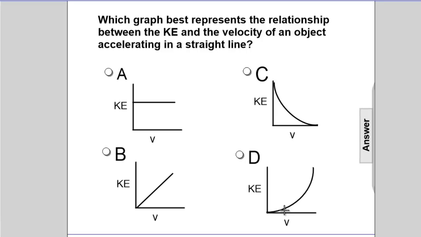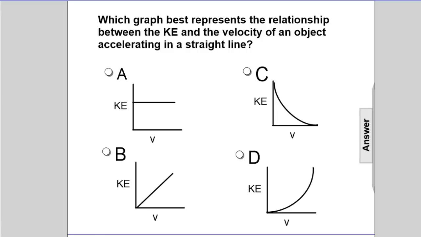So if we look at the graphs, kinetic energy is on the y-axis and velocity is on the x-axis. If we go in this direction along the x-axis, velocity is increasing. So in this graph, if velocity is increasing, and if you go this way, kinetic energy is increasing. We can use the equation as a guide.